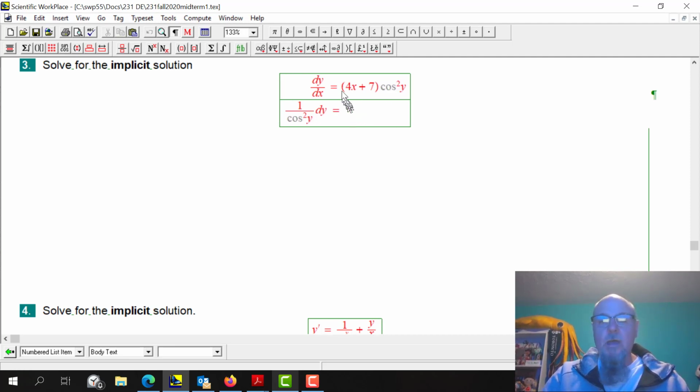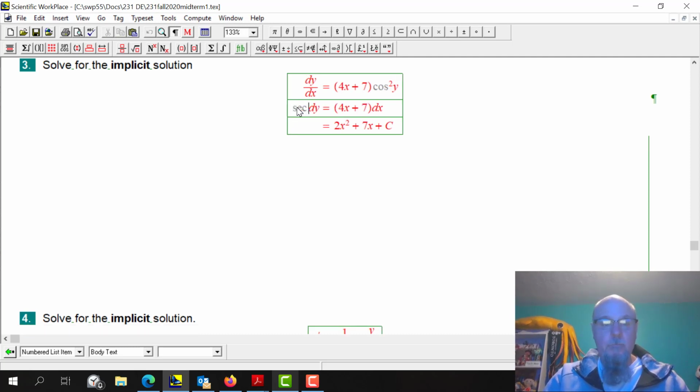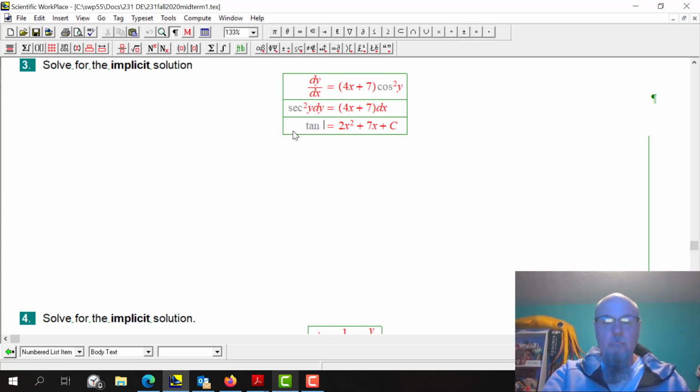dy equals 4x plus 7 dx. Now I'm set to integrate both sides. Okay, integrating the right-hand side, 2x squared, I'm integrating that with respect to x, plus 7x plus a constant. What about integrating this 1 over cos squared? Well, 1 over cos squared is sec squared. And integrating sec squared, that integrates to be tan.